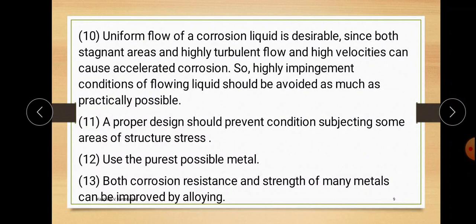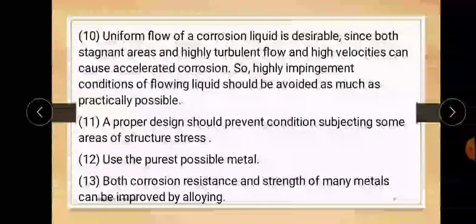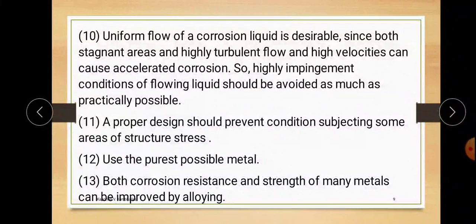Next, the tenth point: uniform flow of corrosive liquid is desirable, since both stagnant areas and highly turbulent flow or high velocity can cause accelerated corrosion. So highly impingement conditions of flowing liquid should be avoided as much as practically possible. The eleventh point is that a proper design should prevent conditions subjecting some area of the structure to stress. Hence, in such an area, you could set up a galvanic couple with a non-stressed area of the metal, due to which the stress is minimized and the corrosion rate is also minimized.